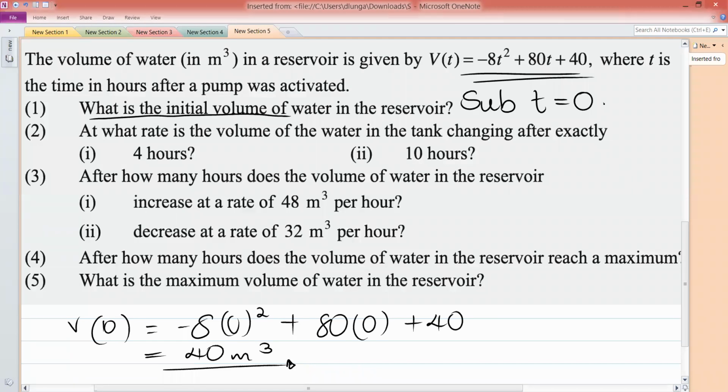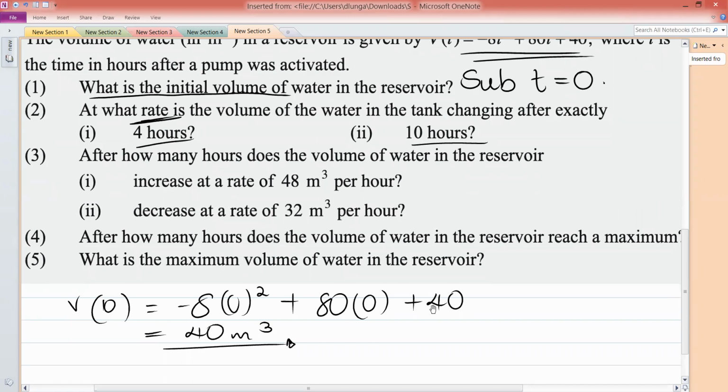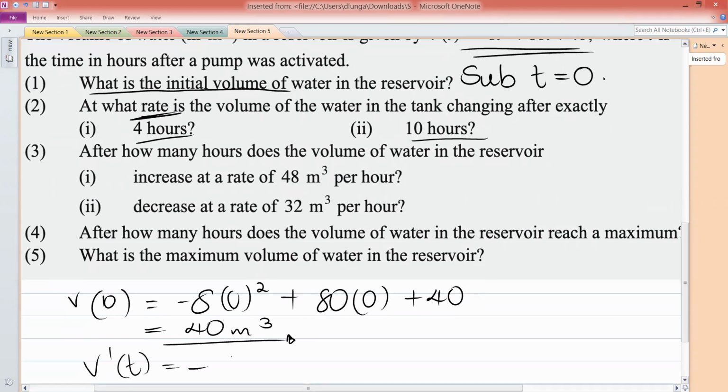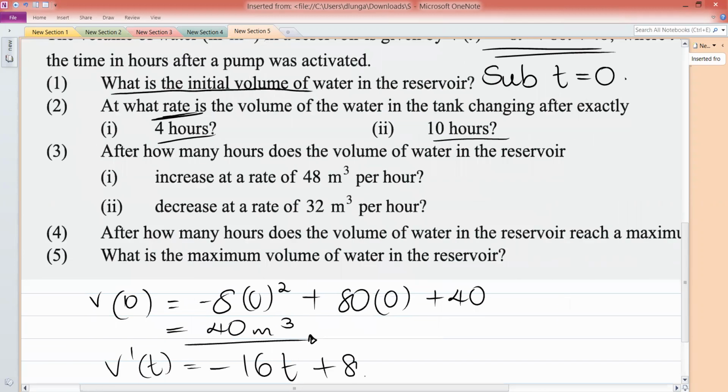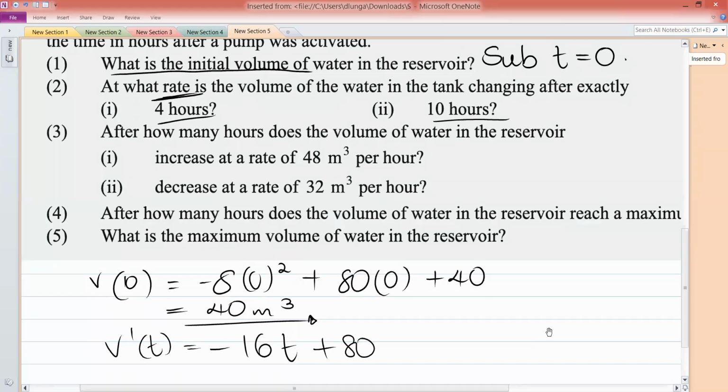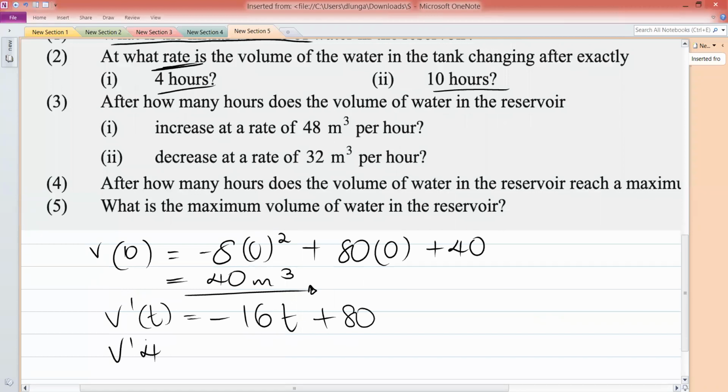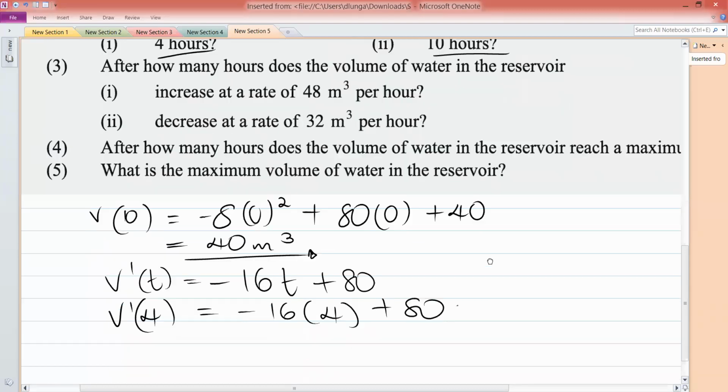Then, at what rate is the volume of the water tank changing after exactly 4 hours and then 10 hours? So remember, when they say rate, what are they looking for? That's when you take your first derivative. Okay, so let's take the first derivative here. So this becomes -16t plus 80. Okay. The rate when t is 4. So V dash 4. So -16 multiplied by 4 plus 80.